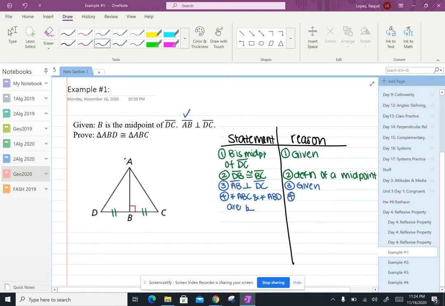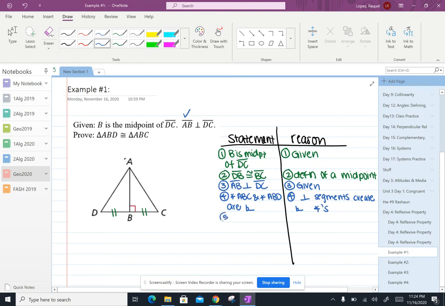Now, the reason for that would be perpendicular segments create right angles. And now I'm shorthanding this and using symbols for each part. So the reason for number 4 says perpendicular segments create right angles.